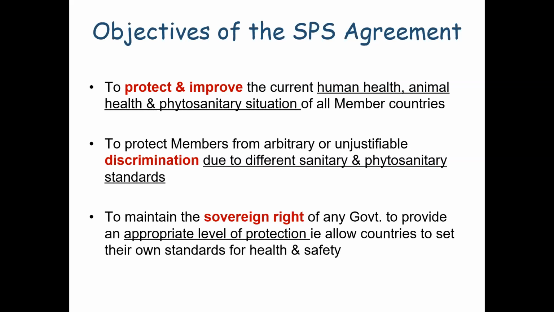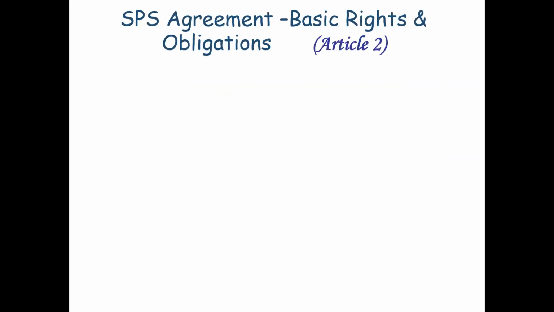That means countries have a right to lay down standards or measures or specifications to protect the health and safety of their human population, plant population, and animal populations in the country. But these should not be discriminatory, and this should be to improve the situation in their country. So this is the basic objective.